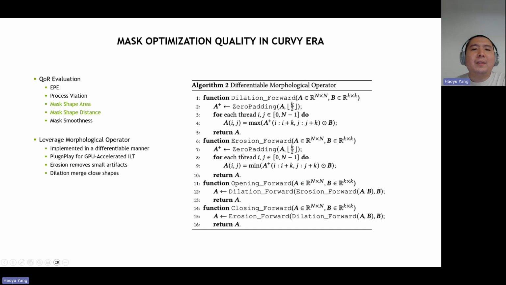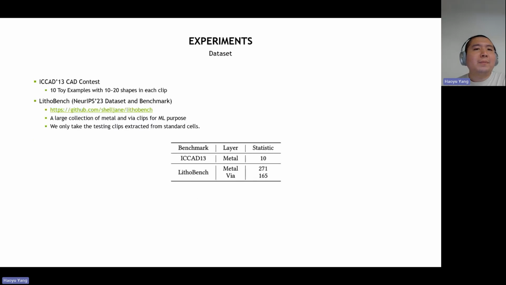Because all of those are differentiable, they can be directly implemented in the GPU accelerated ILT, and all of this happens during the optimization runtime. So we can save time on the post-processing, like the prior work has been doing. And this will also preserve the optimality of the whole ILT results.